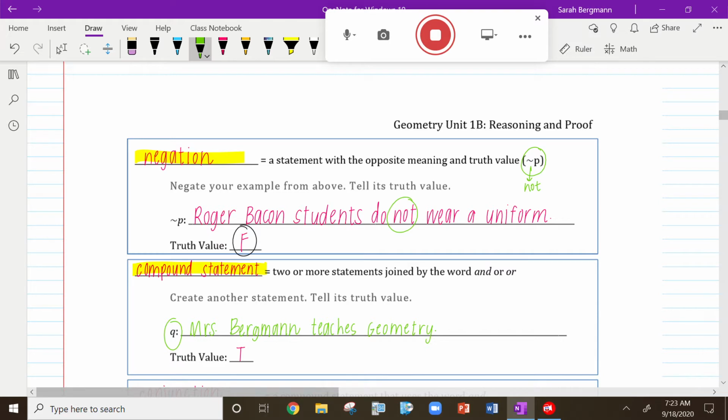My statement says, Mrs. Bergman teaches geometry. This is a statement with a truth value. So I write T for truth value. Come up with your own statement now.